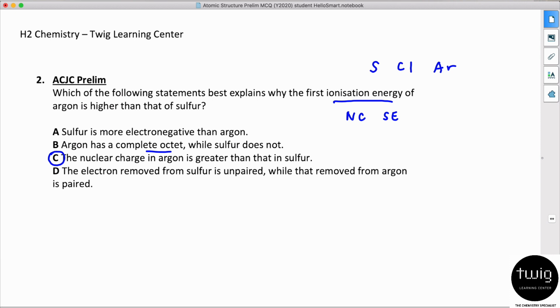All right. So as you go across the period, from sulfur to argon, the nuclear charge increases, because there are more and more protons. Shielding effect is approximately constant, which means there's an increase in effective nuclear charge. The valence electrons are drawn more closely to the nucleus. It requires more energy to remove the valence electron. That's why the first IE of argon is definitely higher than that of sulfur. All right, so the best answer is still C. Right, C.